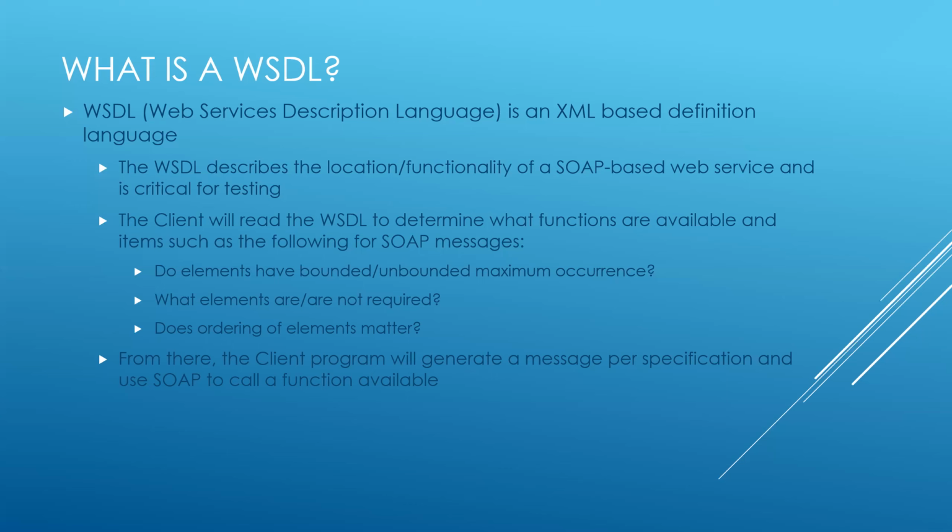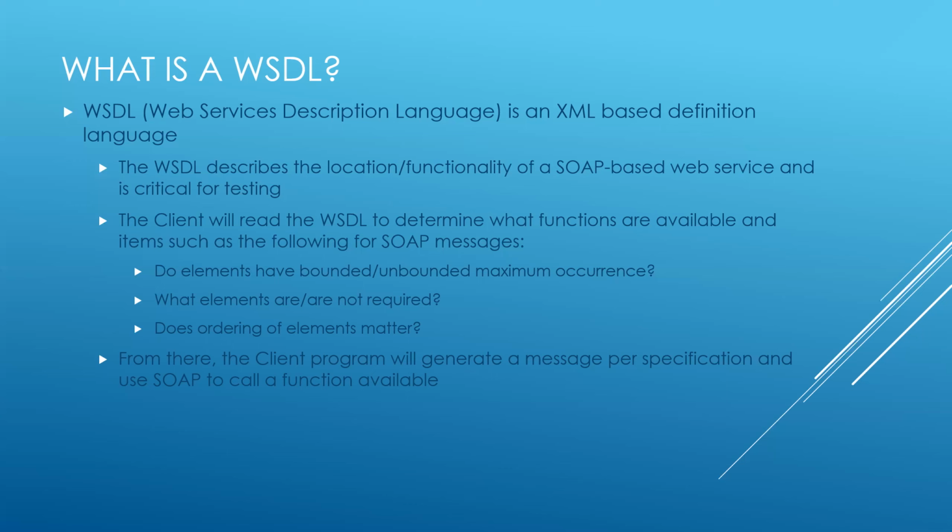So for example, let's say there are elements that I need to include. Are they required or not required? How much can I use them? Is there a minimum or maximum occurrence? Can I only use them once, or is it unbounded for an element? Does the ordering matter? Can I just go A, B, C, or does it need to be a specific order, or can I spin them around, B, A, C? From there, the client is going to generate a valid message per that WSDL specification, and then use the Simple Object Access Protocol to call a function available per that WSDL.